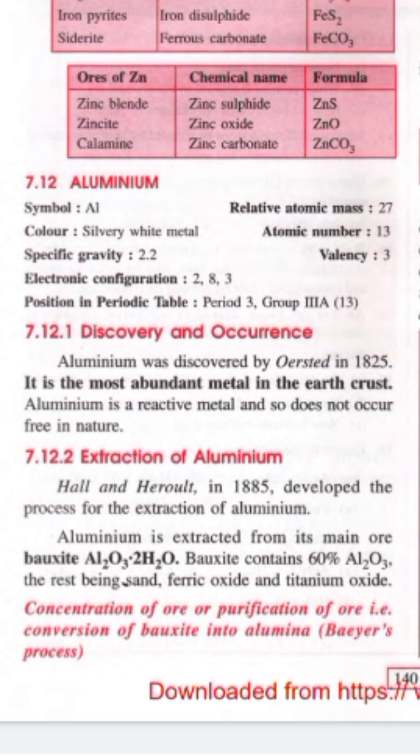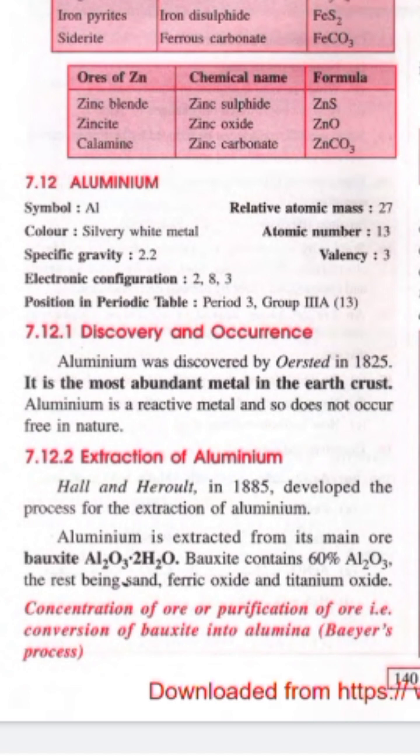Aluminium is extracted from its main ore bauxite because bauxite contains the largest amount of aluminium, and it is very easy also to extract it from this ore. Concentration of ore or purification of ore, that is conversion of bauxite into alumina, is done by Bayer's process. So how is this ore first treated? This ore is first purified and all the impurities, the dust particles and the dirt, are removed initially, and then the other methods are applied.